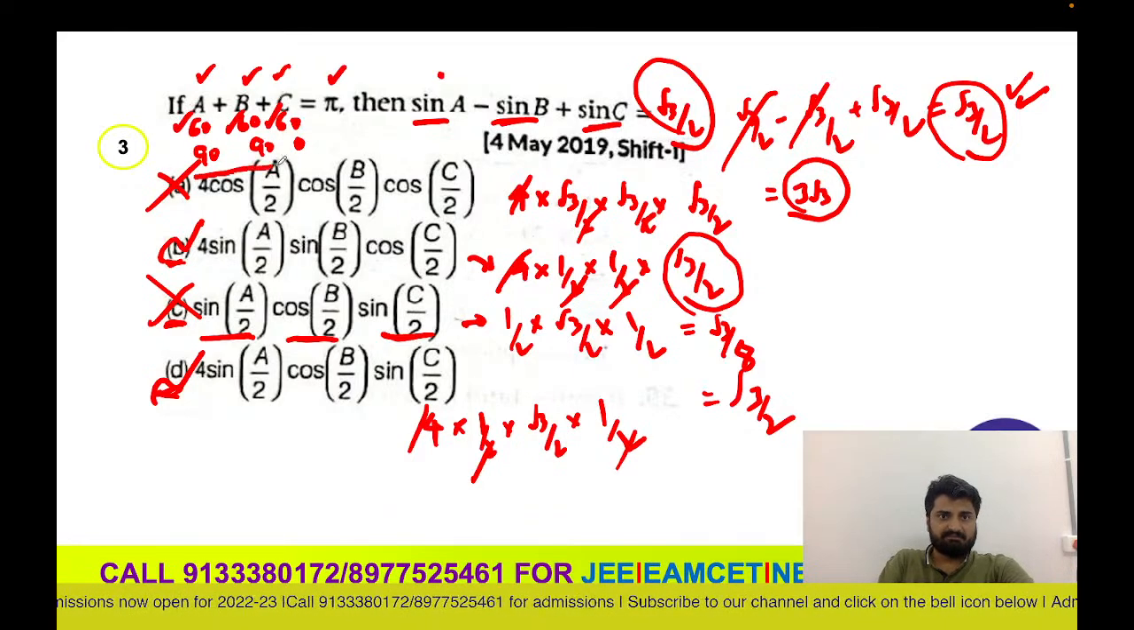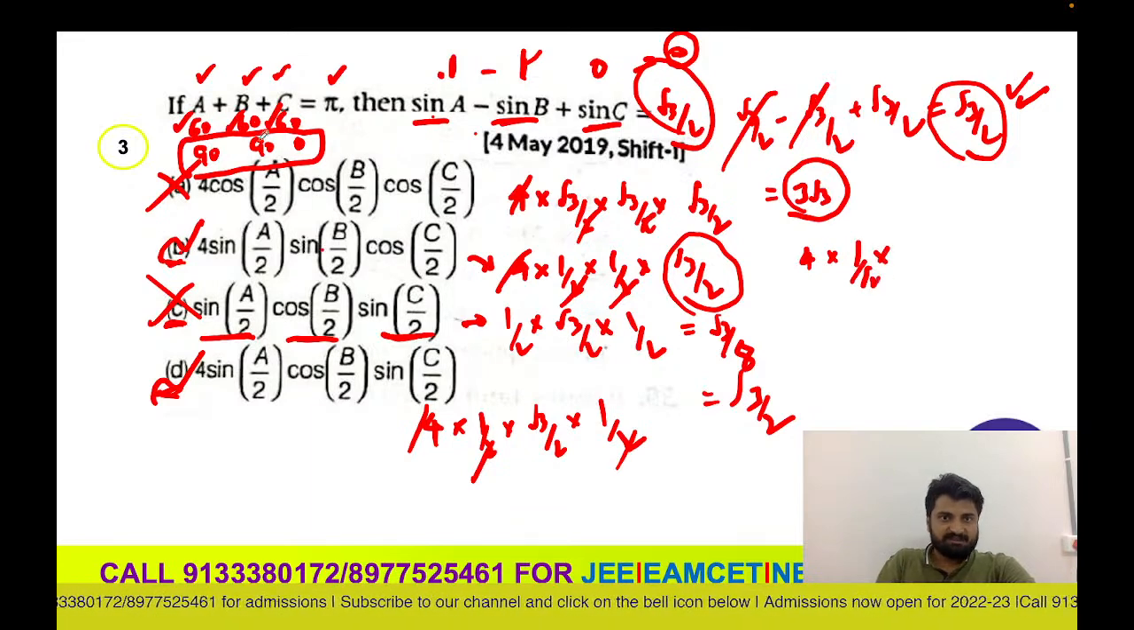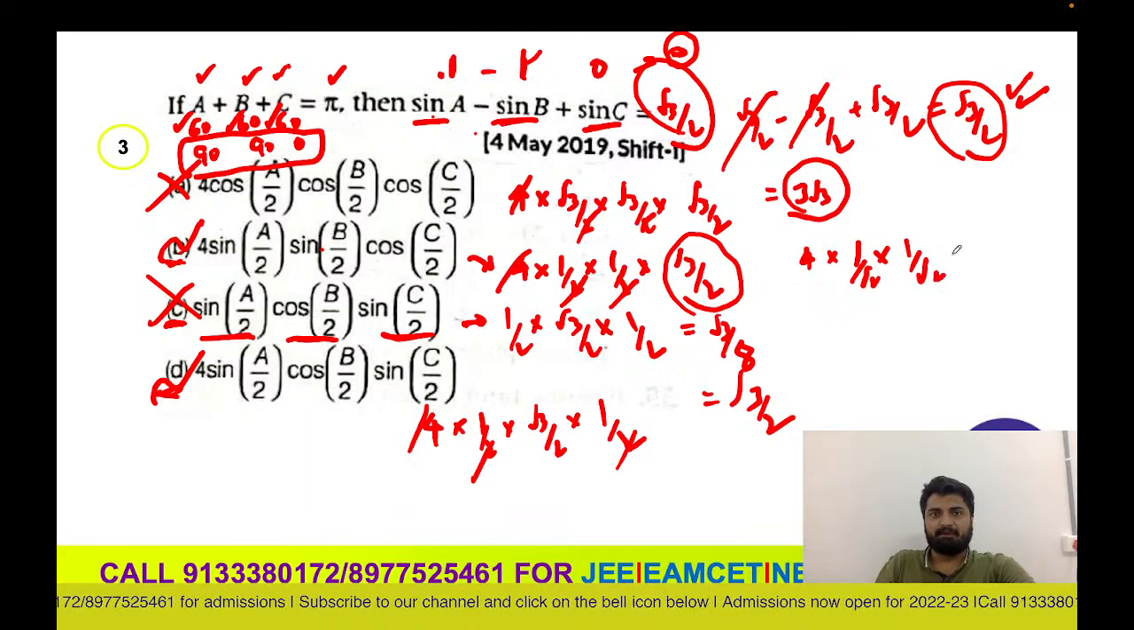So let's change up the values and take 90, 90, 0. Sin 90 is 1, sin 90 is 1, sin 0 is 0. 1 minus 1 is nothing but 0. Let's check which option we are getting 0. Second option is 4 times sin 90 by 2, sin 45 is 1 by root 2. This again sin 90 by 2, sin 45 is 1 by root 2. Cos 0 is nothing but 1. Root 2 into root 2, 2 goes 2 times.